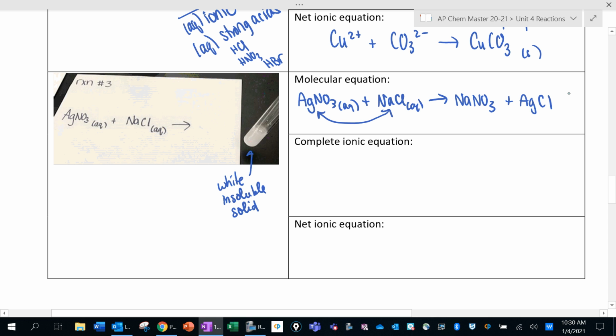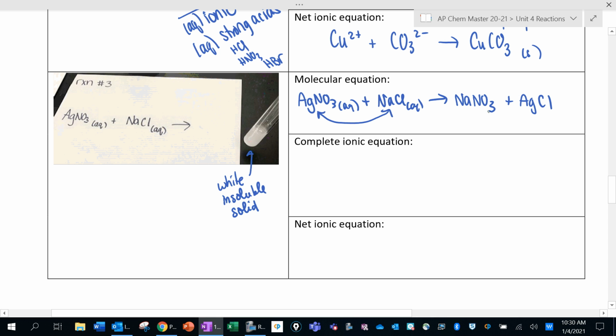And now we're going to look at ion charges to figure out the subscript. Sodium is +1, nitrate's -1, so no subscript needed. Yay. Silver always forms a +1 ion, and chloride's -1, so no subscript needed there. Hooray, that made that easy. And it's also balanced already too. Okay, and then let's figure out who my solid is.